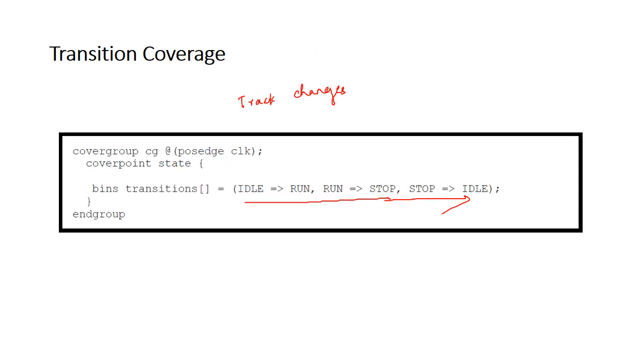Next is the transition coverage. This transition coverage tracks the change from one value to another. So it tracks changes, which is very useful for state machines or sequential logic designs. Here idle to run, run to stop, then from stop to idle state. So it tracks the changes occurring in a sequential logic or a state machine model.